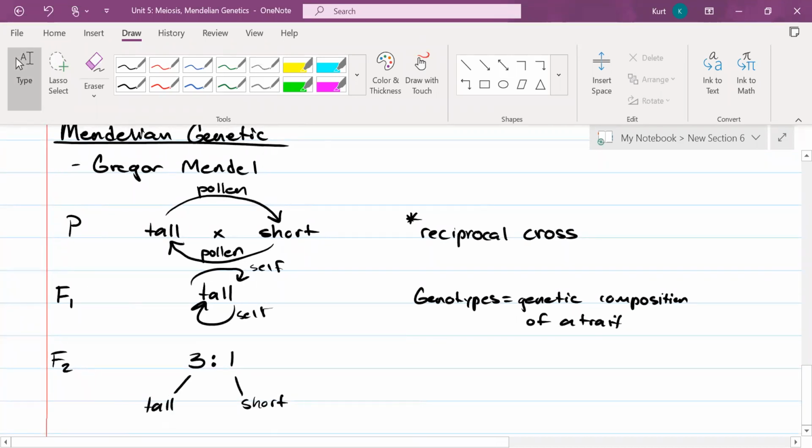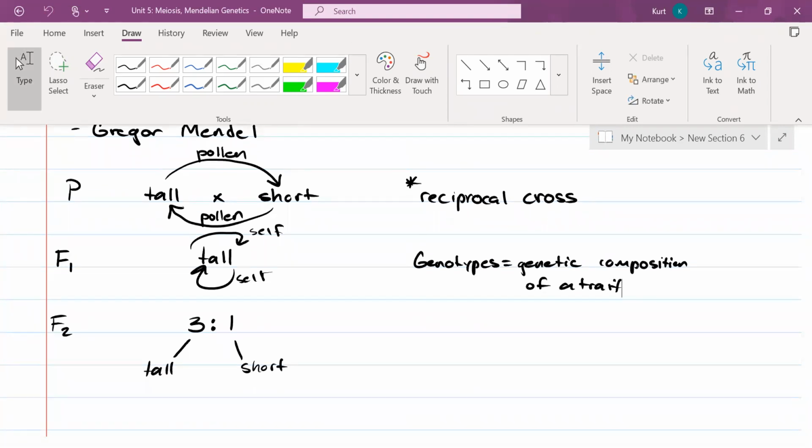So I didn't share that one, so I'll just show you guys, I'll let you take that in. Again, the P generation, he crossed tall with short, and he got all tall. So he thought, what happened to the short trait? It's gone. He let the tall cross with itself, and we got a 3-to-1 ratio. For every 3 tall, there was 1 short. So the first term I'm going over here is genotypes. This is the genetic composition of a trait.